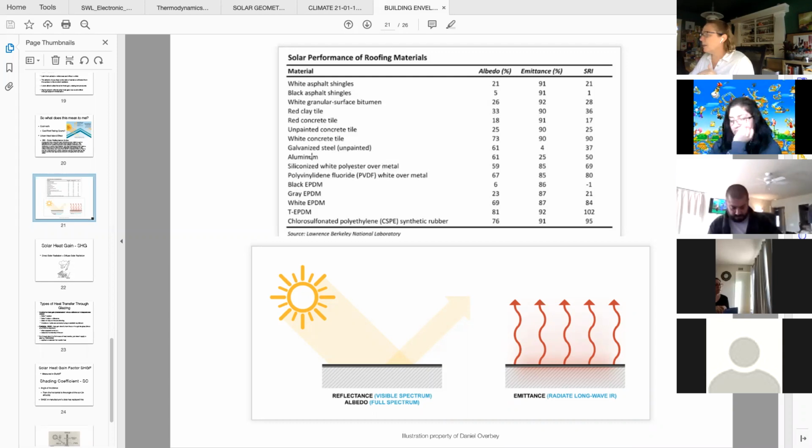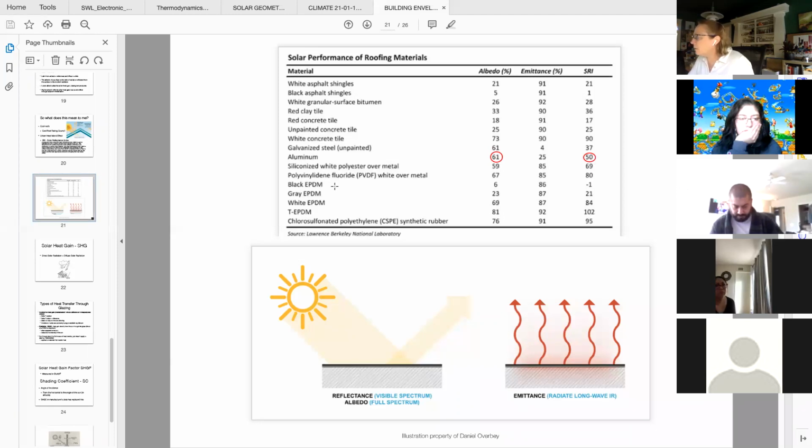So if you were to think of aluminum, here we go, here's aluminum, very, very shiny, very smooth. It has a very high albedo rating and a high solar reflectance index.